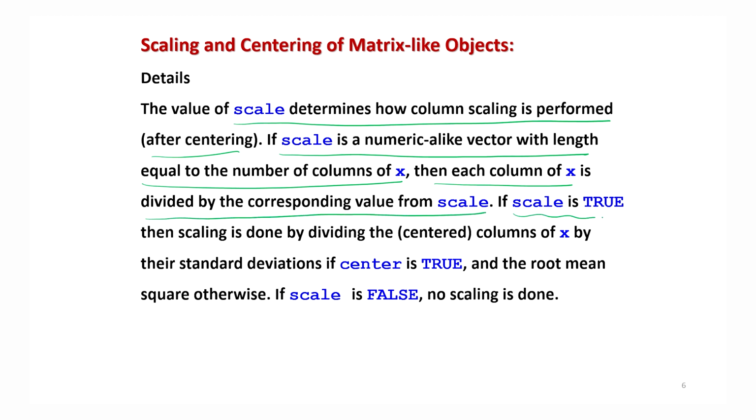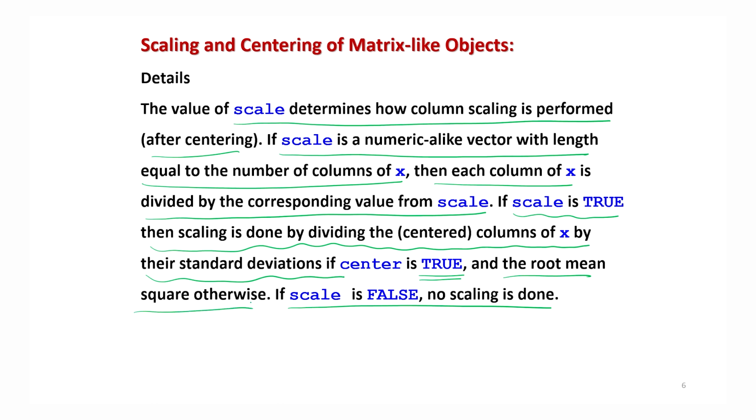And if the scale takes value true, then the scaling is done by dividing the centered columns of x by their standard deviation. And if center is true, then it happens. And in case center is false, then no centering is done. And when center is true, then we use the root mean square to divide the values.